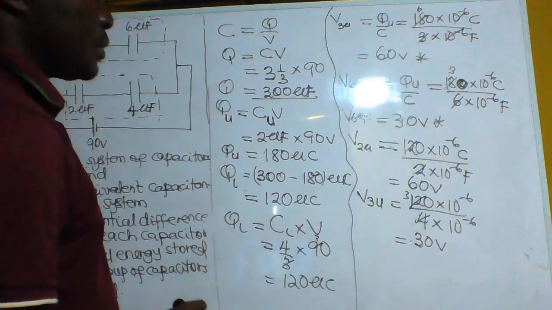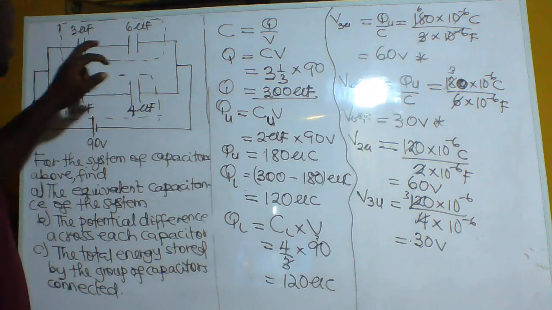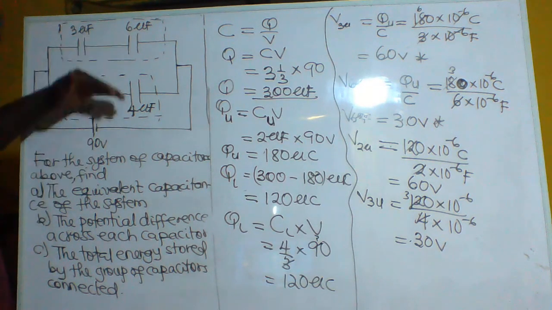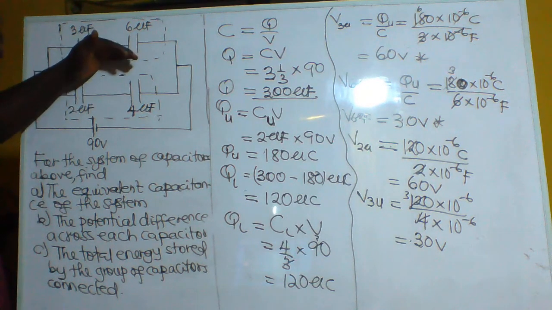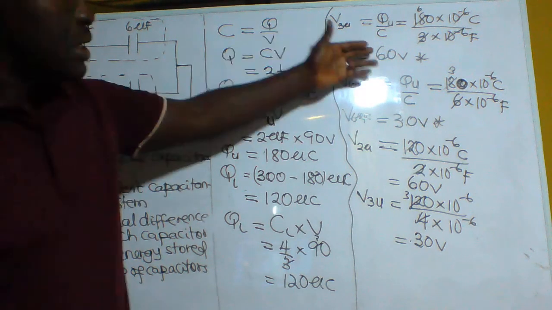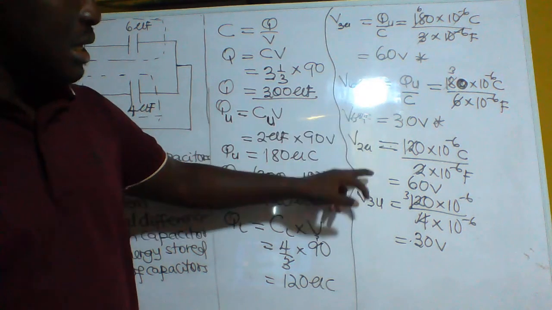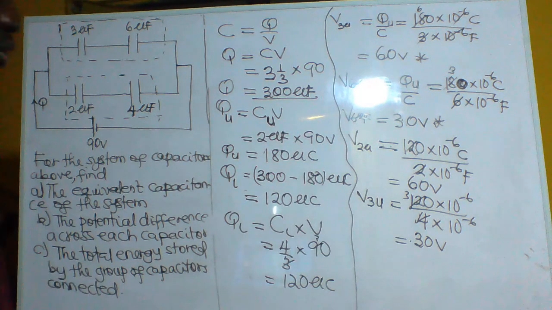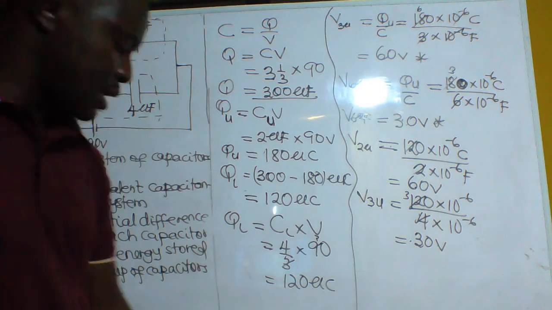Okay, so in effect, the combined voltage across this and this, and then across this and this, must be equal because they are connected in parallel and they all need to be equal to the source voltage or EMF. So that's why this side plus this side is giving us 90, and then this side plus this side is also giving us 90. All right, so that is it with the voltage drop across each capacitor.